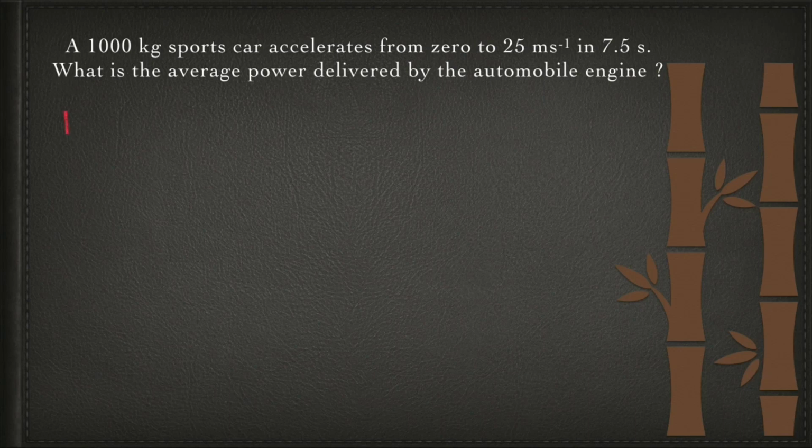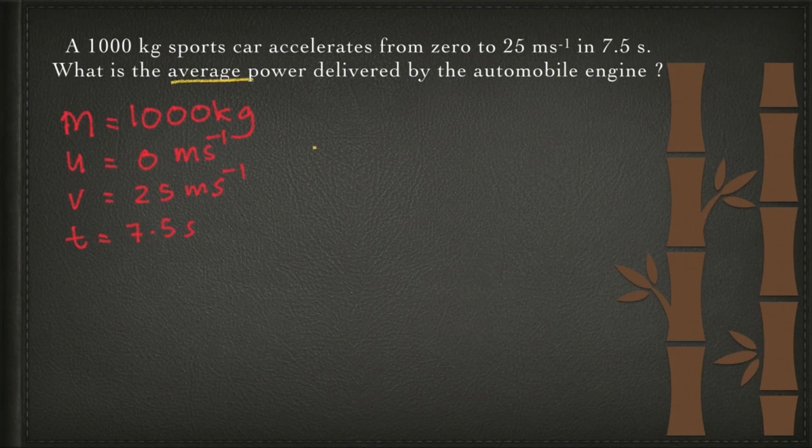Okay, look at this question. We have a 1000 kilogram sports car that accelerates from 0 to 25 meter per second in 7.5 seconds. What is the average power delivered by the automobile engine? So we need to list out the information first, where we have m, u, v, and t, which is equal to 7.5 second. So the question asks to find average power.